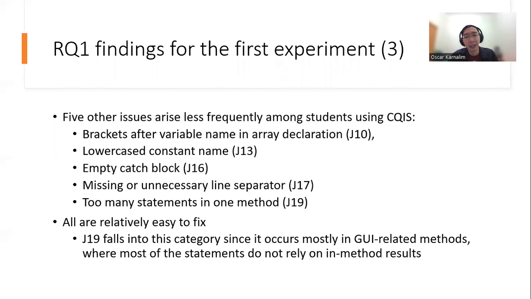Five other issues arise less frequently among students using CQIS. First, brackets after variable name in array declaration, lowercase constant name, empty catch block, missing or unnecessary line separator, and too many statements in one method. All of them are relatively easy to fix. G19 falls into this category, still considered easy to fix because most of the long methods are GUI-related methods, and the statements do not rely on in-method results, so it is easy to break them down to smaller methods.